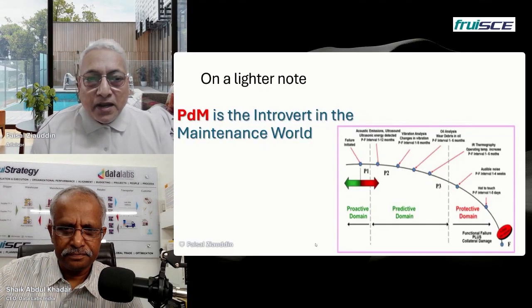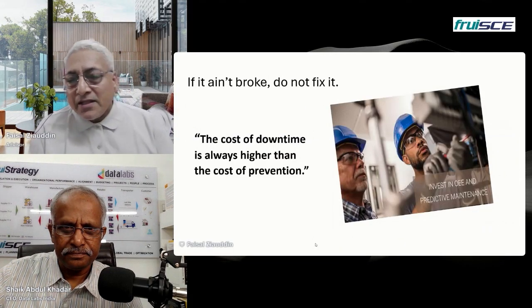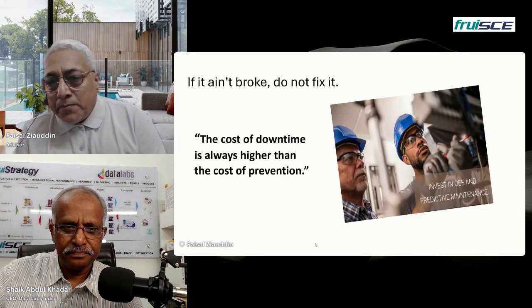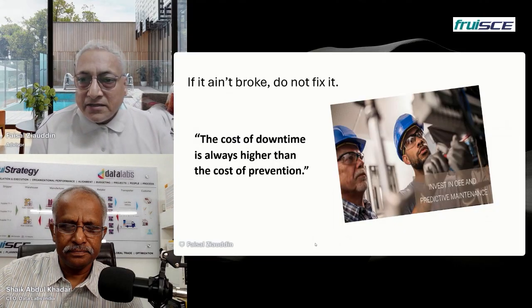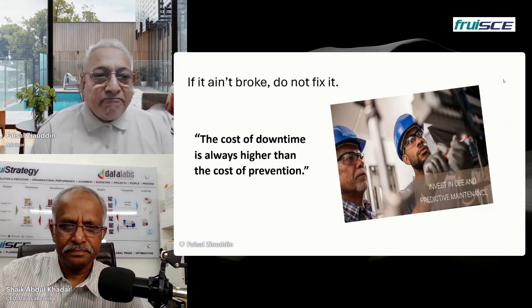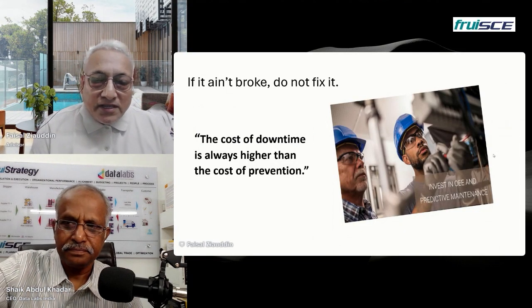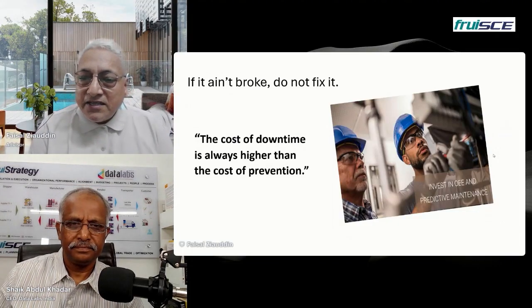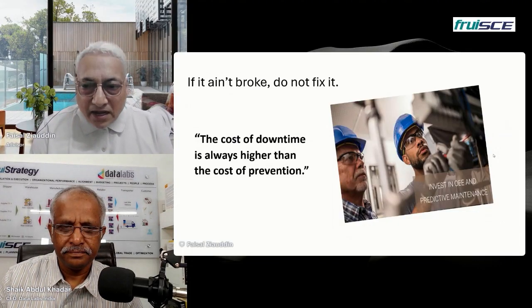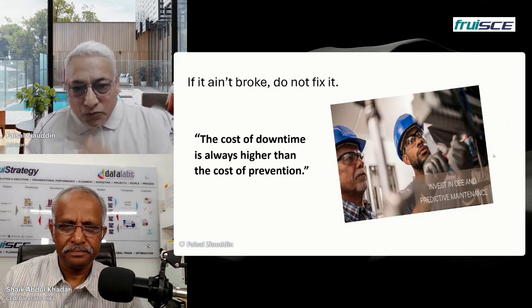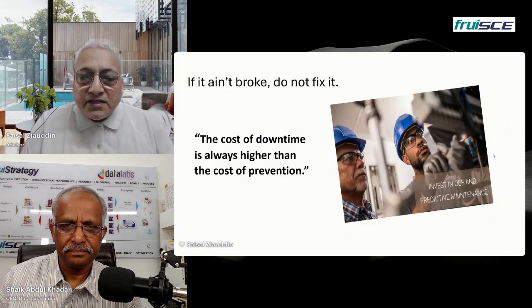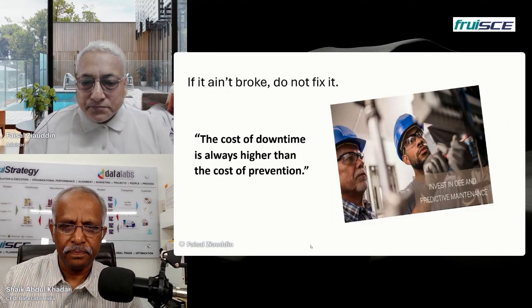What has transpired over the years: we started with the premise that if something is not broken, let us not fix it till it fails. But then gradually we realized that the cost of downtime is always higher than the cost of prevention. So over a period of time, we started to invest in predictive maintenance and OEE per se. How did this all evolve?